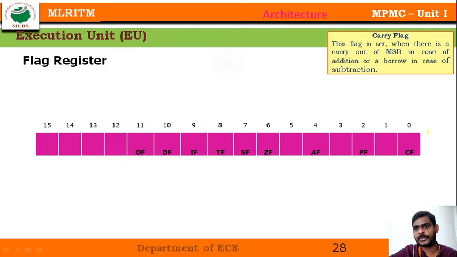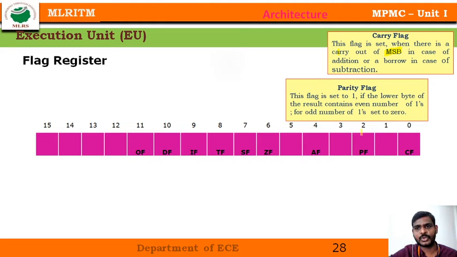Bit 0 indicates the carry flag. This flag is set when there is a carry out of the MSB in case of addition, or a borrow in case of subtraction. This bit goes high whenever an arithmetic operation, addition or subtraction, is done and a carry or borrow is generated at the MSB.